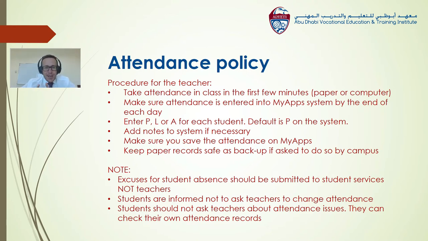You can enter P, L or A, present, late or absent for the student. The system has it as P on each student, so you need to change it to L or A. You should add notes to the system. There's a little box so you can add notes if there's anything important that you think might be necessary. You should save the attendance. That's key. Some people just enter it and forget about it. You need to click save. And if you have paper records, you should keep them as backup if the campus requests them. Sometimes special programs require the paper records.